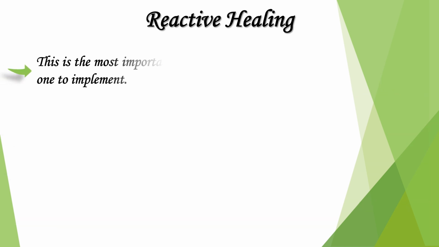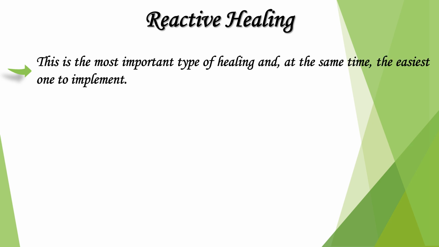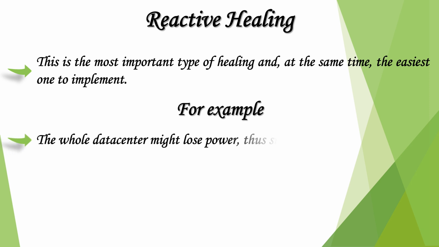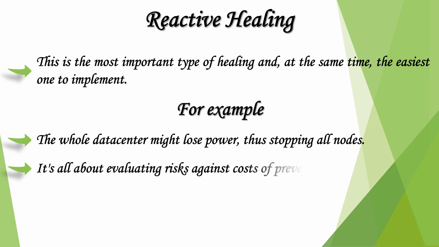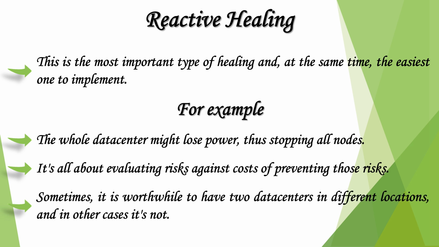This is the most important type of healing and, at the same time, the easiest one to implement. For example, the whole data center might lose power, thus stopping all nodes. It's all about evaluating risks against costs of preventing those risks. Sometimes, it is worthwhile to have two data centers in different locations, and in other cases it's not.